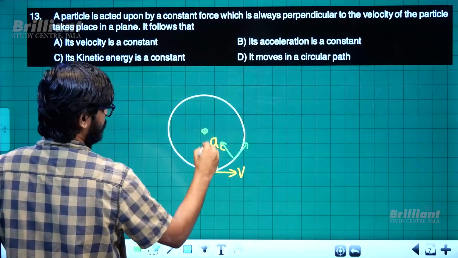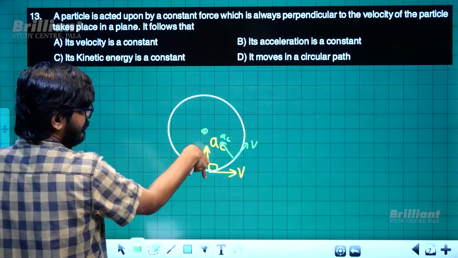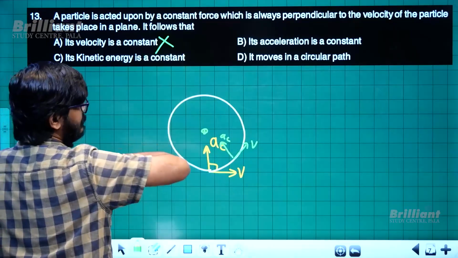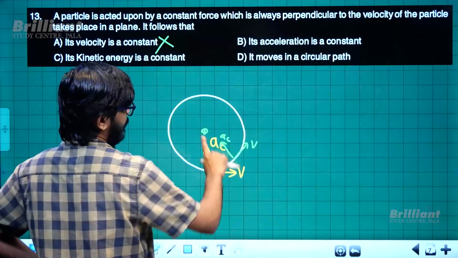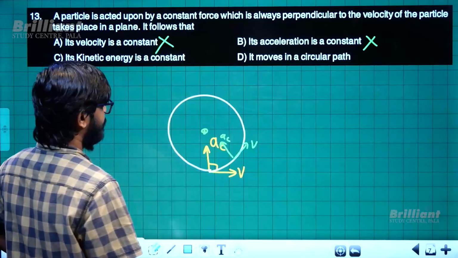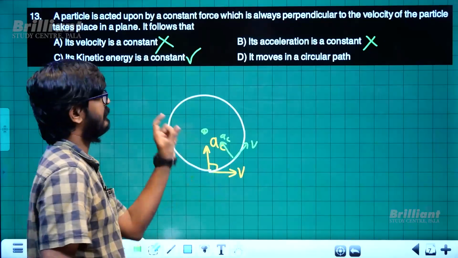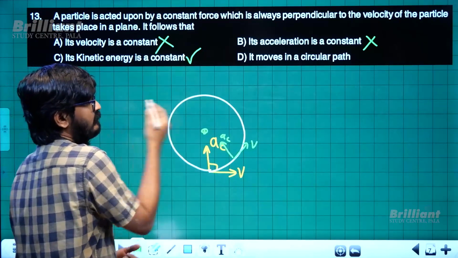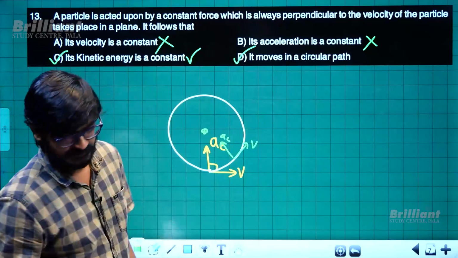Acceleration is always towards the center, right? So velocity is magnitude wise remaining same, but direction wise changing. So velocity is not constant because direction is changing. Acceleration is remaining constant in magnitude, but direction wise it is changing, so acceleration is also not constant. Kinetic energy remains constant because the force is perpendicular to the small displacement. Work done by that centripetal force is always 0. It moves in a circular path. So C and D are correct, right?